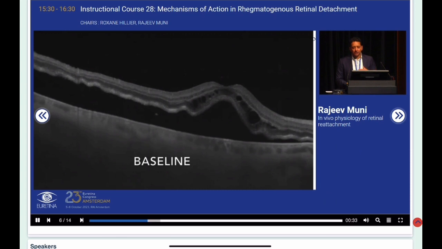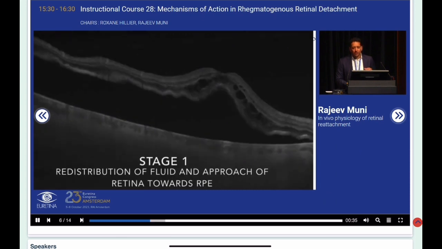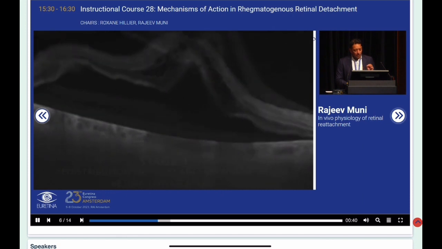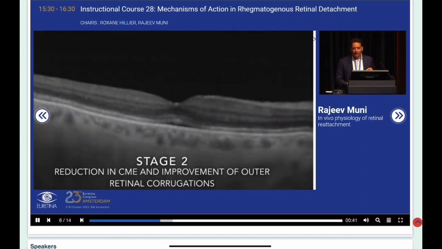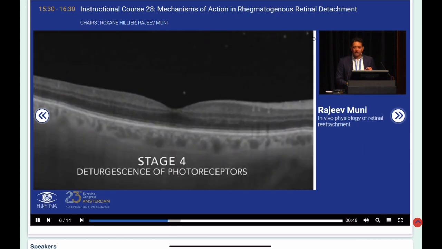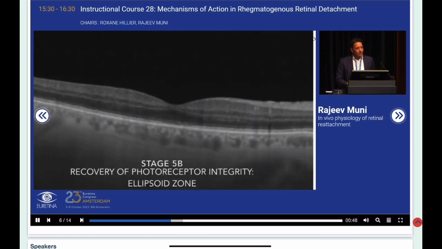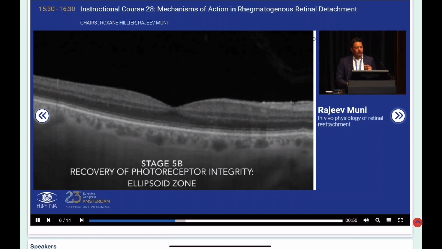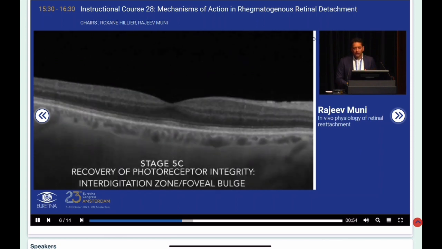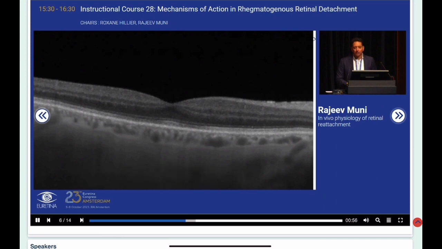Initially, you see some cystoid macular edema and corrugations. When we put the bubble in, there's a redistribution of fluid. In stage 2, look at the corrugations and the CME go away. In stage 3, you get contact of the retina with the RPE. In stage 4, there's a detergescence of the photoreceptor layer. And in stage 5, you get recovery of the outer retinal bands from the ELM to the EZ to the interdigitation zone in a very predictable manner.